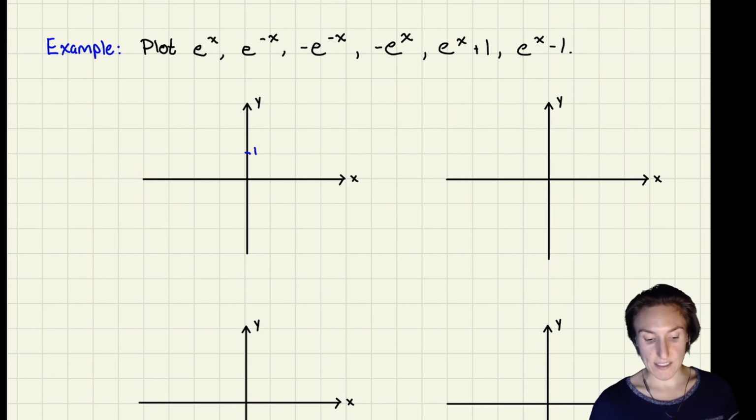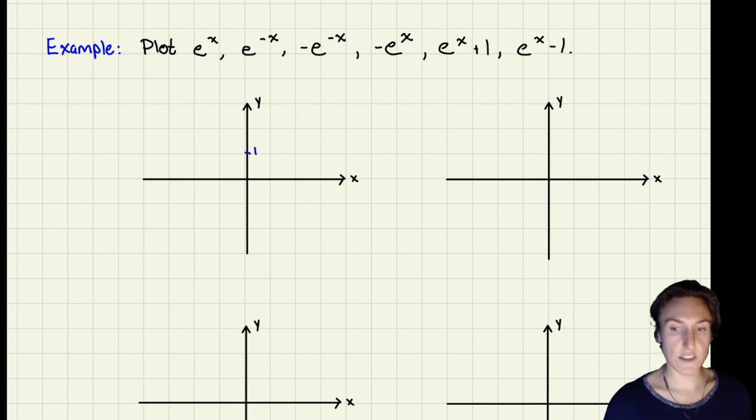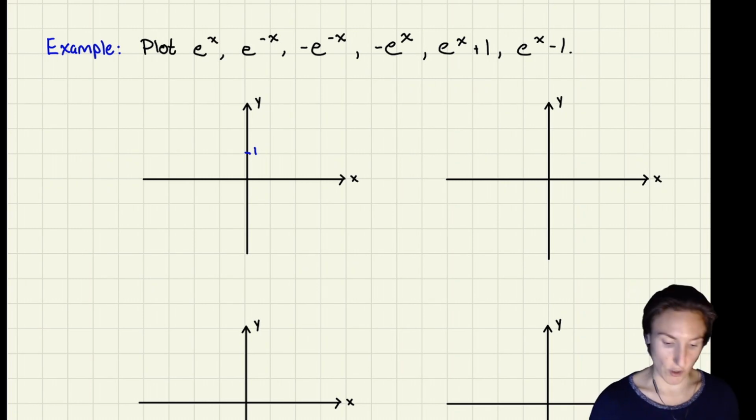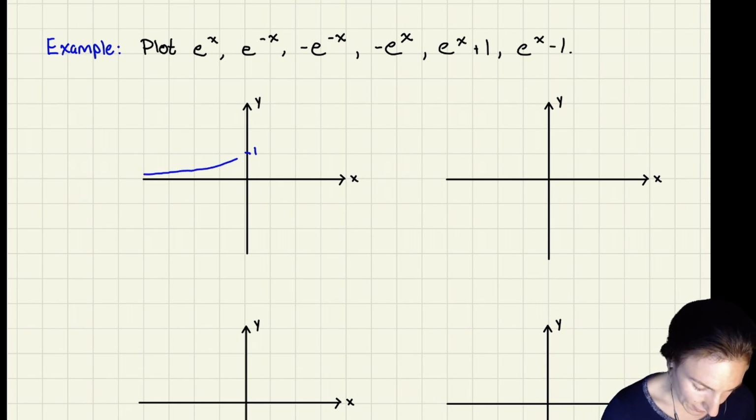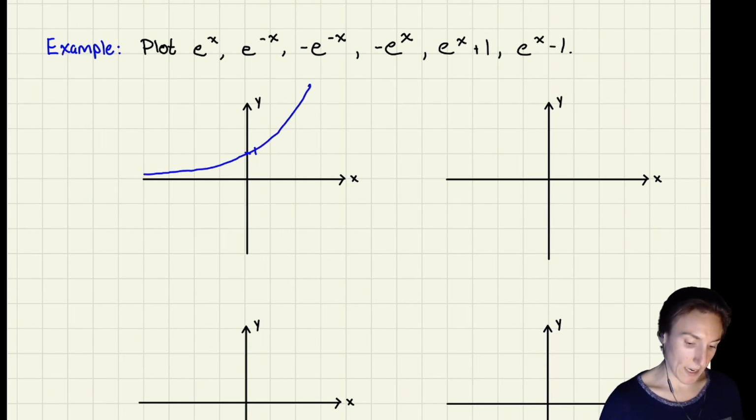But if we look at e squared, that's like 2.7 squared. And then e to the power 4, that's even larger. So it grows very quickly. It looks something like this. Okay, so this is what e to the x looks like.